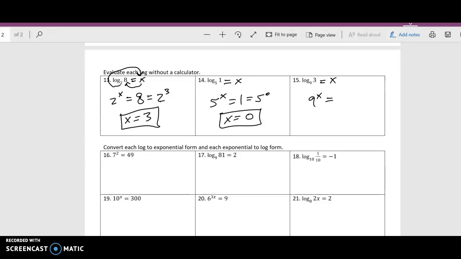9 to the x is equal to 3. Ugh. Well, 9 is a power of 3, and that's 3 squared. So 3 to the 2x is equal to 3 to the 1, which means 2x equals 1. So x is 1/2.